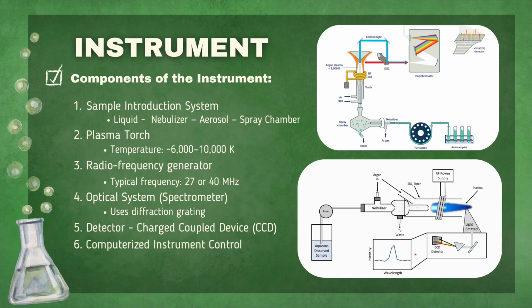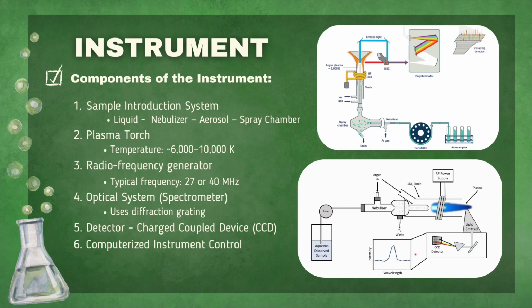That emitted light travels into the optical system, also called the spectrometer. Here, a diffraction grating separates the light into individual wavelengths, allowing the instrument to isolate the emission lines for elements like nitrogen, phosphorus, and potassium. The separated wavelengths are then measured by the detector, commonly a CCD detector. This detector converts the light intensities into electrical signals.